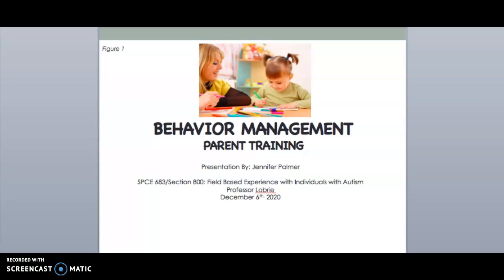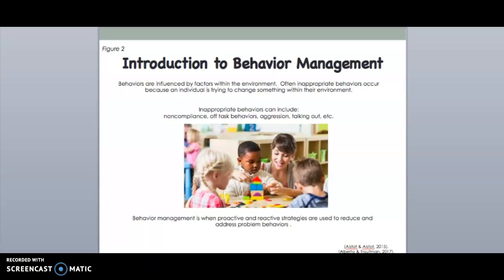Today we will talk about what behavior management is, what the functions of behavior are, and how we can replace inappropriate behaviors with more desirable behaviors. An individual's behaviors are influenced by factors within their environment. Factors can include other students, the setup of the class, the pace of the lesson, and the lesson content. Often inappropriate behaviors are occurring because an individual is trying to change something within their environment.